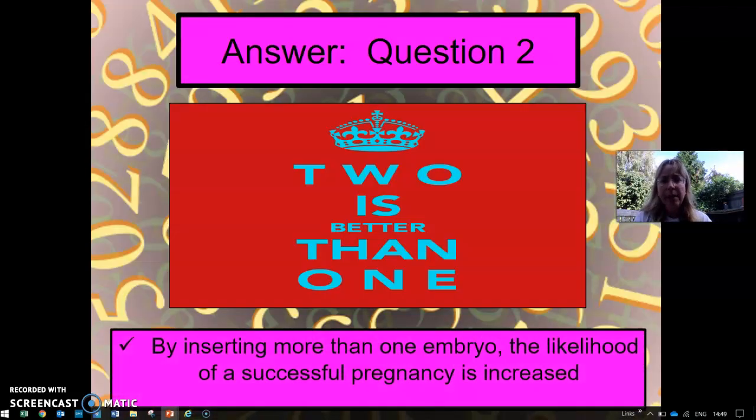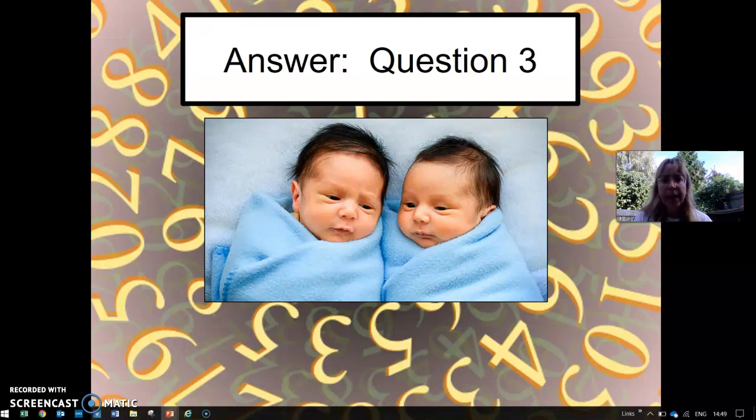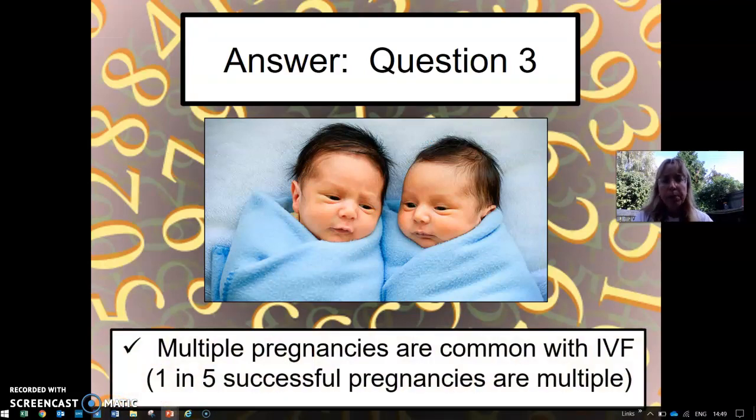Right, the second question, the reason why more than 1 embryo is inserted is because it's more likely that one of them will survive. IVF is an incredibly expensive process to go through, so you want to increase the chances of success. And for the third question, multiple pregnancies are very common with IVF, so you get non-identical twins because different eggs and sperm have been fertilized. So very often, non-identical twins can be due to IVF treatment.